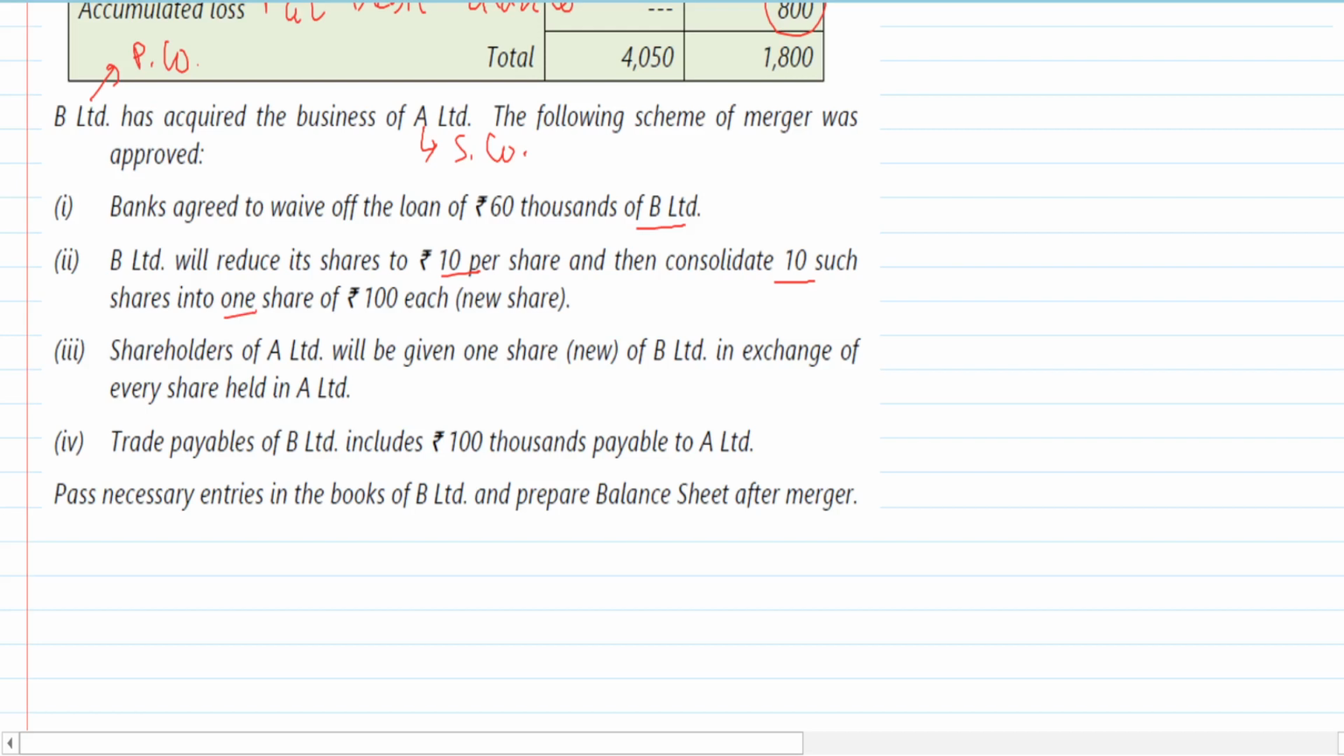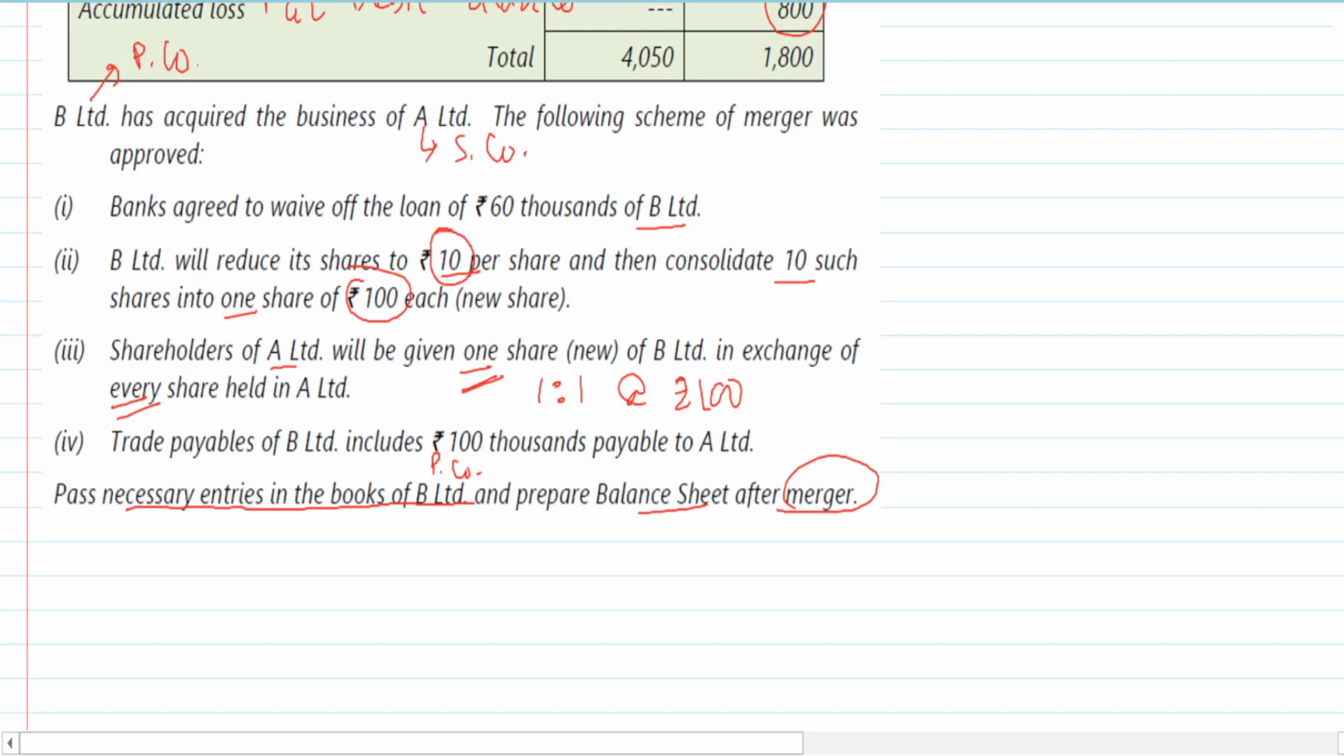Then they are saying shareholders of A will be given one share in exchange of every share. That means the share exchange ratio is 1 is to 1. Okay, share exchange ratio is 1 is to 1. And as you can see here, first the share will become of 10 rupees and then the share will become of 100 rupees. So 1 is to 1 is there and the shares will be issued at 100 rupees. Trade payables of B include rupees 100,000 payable to A Limited. So that's a mutual obligation. They are saying pass necessary entries in books of B Limited. B Limited is the purchasing company and prepare the balance sheet after the merger.